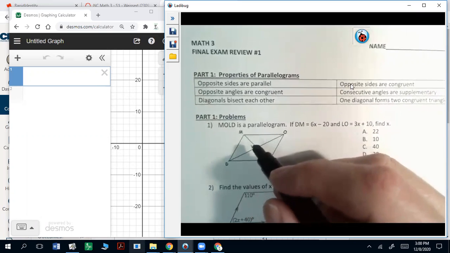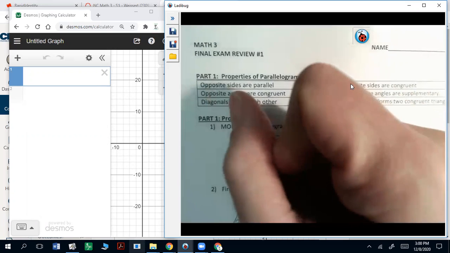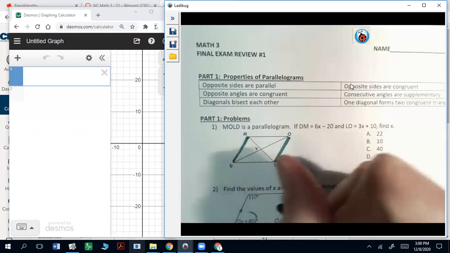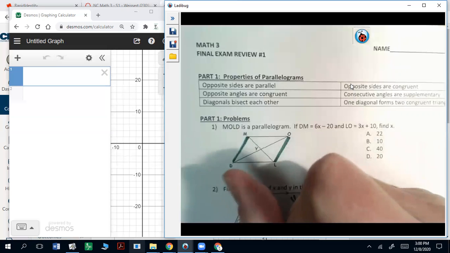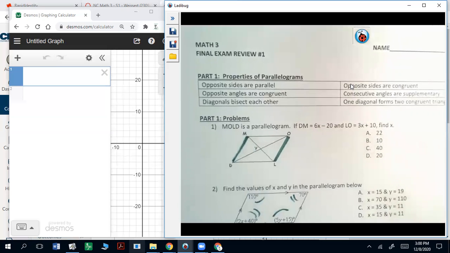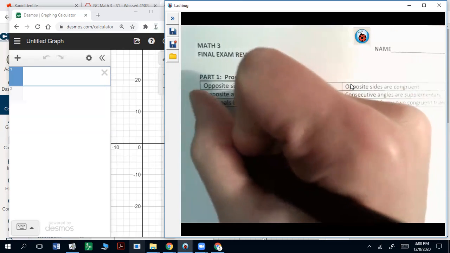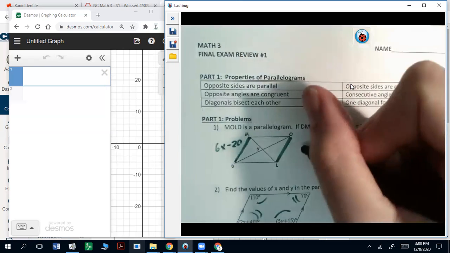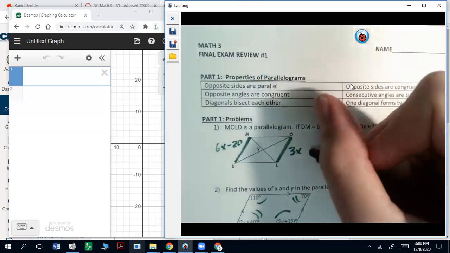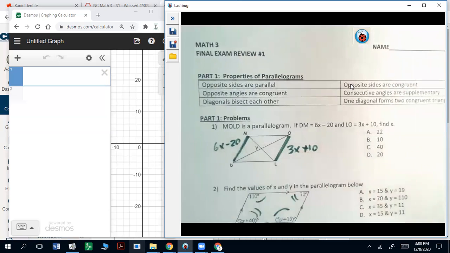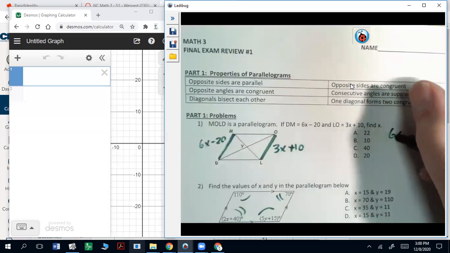So with parallelograms, one of the things you want to understand is opposite sides and opposite angles are congruent to each other. So with opposite sides, if you're given a side that's across from the other side, you can just set those equal to each other. So for number 1, you're going to solve the equation 6x minus 20 equals 3x plus 10. That's all you got to do.